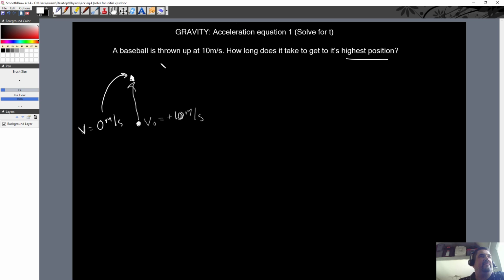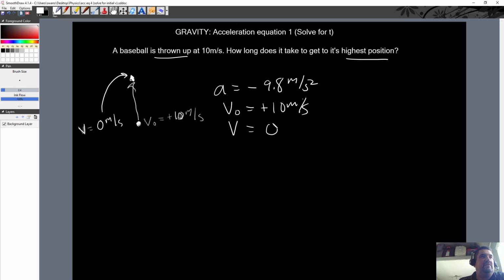We also know that since anything is thrown up or down or dropped or falls, that a is equal to negative 9.8 meters per second squared. We also know that they threw this thing up at positive 10 meters per second. And then the final speed, because we're waiting for it to get to the top, the highest position, it kind of stops for a second, then falls back down. So at that point at the top, it is 0 meters per second, and that's when we want to know how much time that takes.